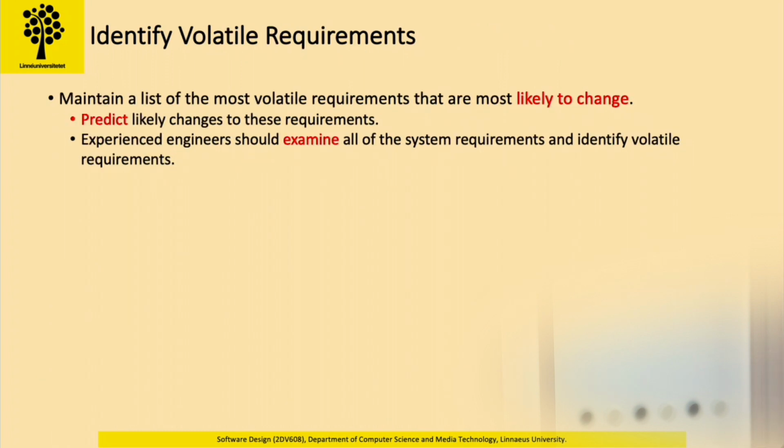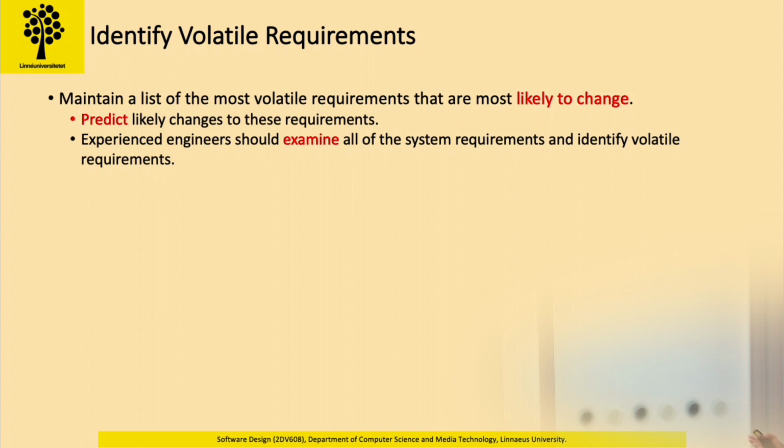As a part of requirements management, you also need to identify volatile requirements. So what are the volatile requirements? Volatile requirements are basically the requirements that change more, or you can also define them as risky requirements. Risky not in the sense that they might fail or might not be delivered, but volatile requirements are those requirements that change naturally quite often.